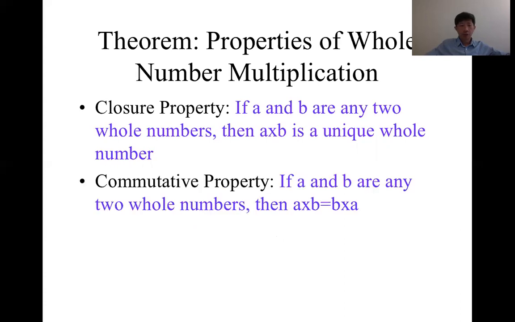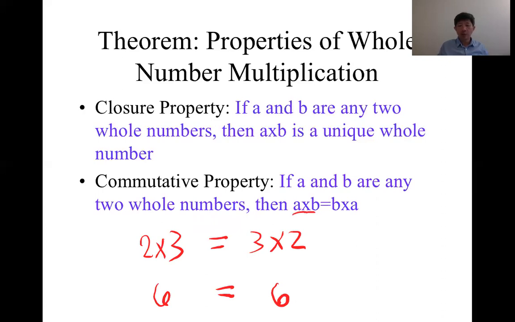Next, commutative property. If A and B are any 2 whole numbers, then A times B is equal to B times A, right? So therefore, we take 2 times 3 and 3 times 2. 2 times 3 is equal to 6, and 3 times 2 is equal to 6. So therefore, we put an equal sign. We can say A times B is equal to B times A, okay?